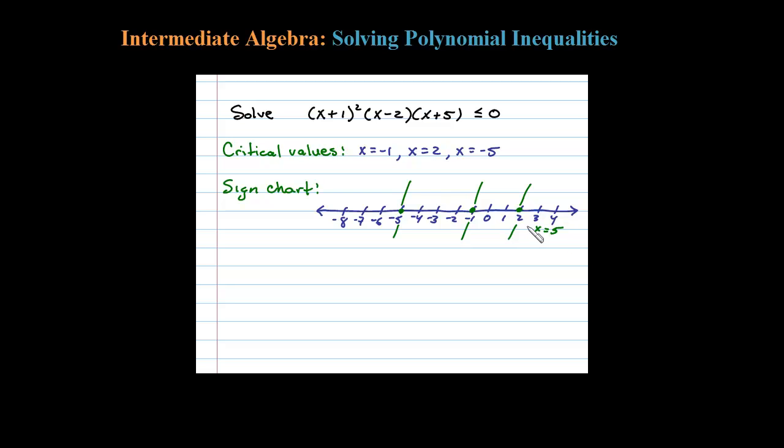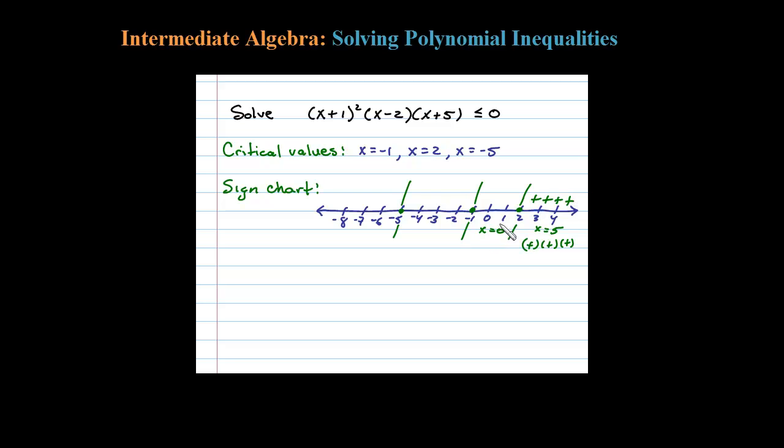So let's say x equals 5. Notice the first factor is being squared, so that's always going to be positive no matter what. 5 minus 2 is positive, and 5 plus 5 is positive. So when you multiply 3 positive numbers together, the result's going to be positive.